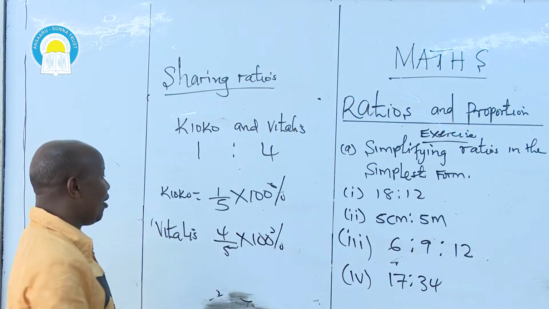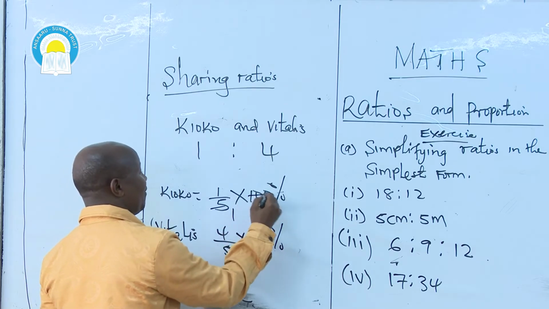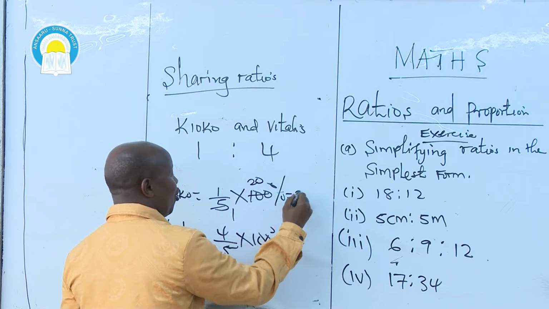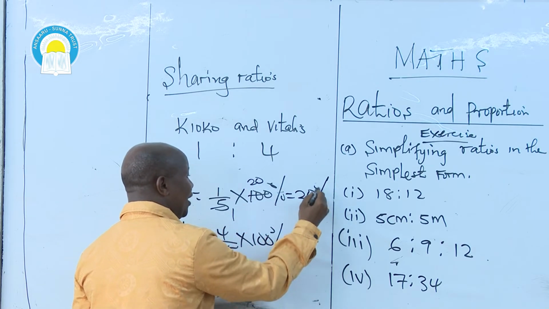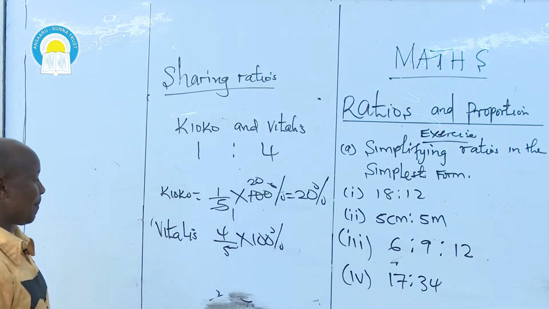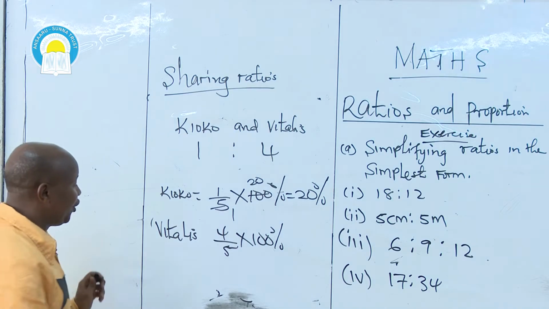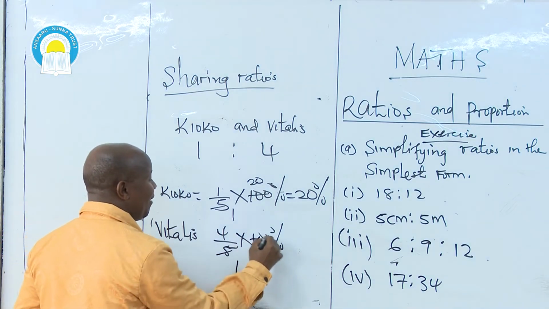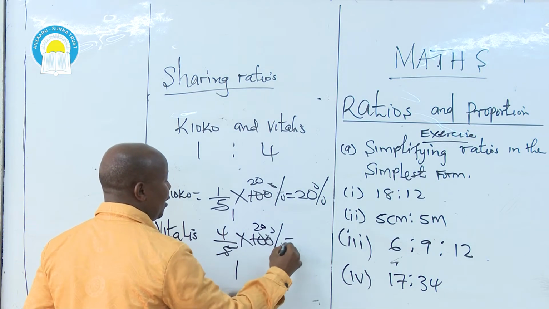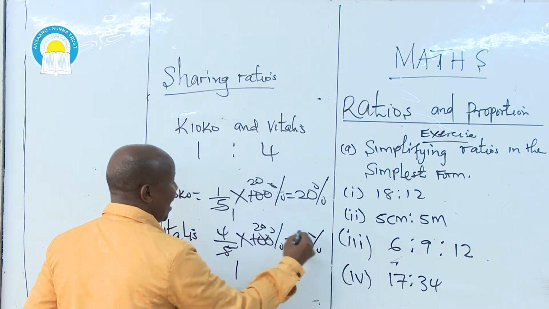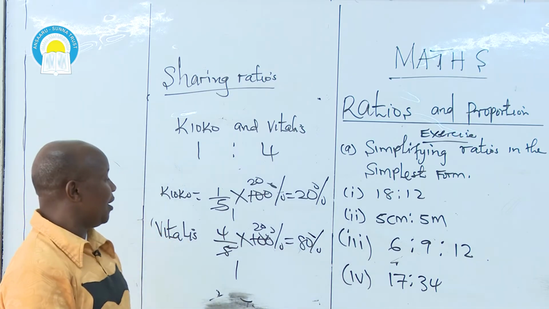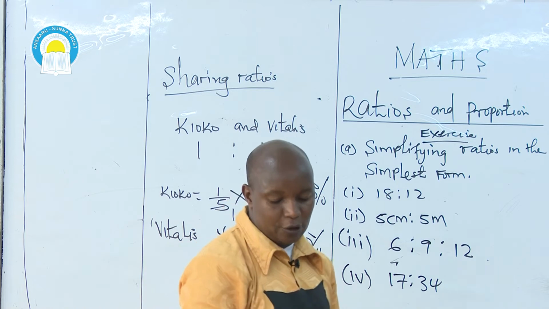In my case here now, I have by 5, 1, by 5 you have 20. That means Kioko got only 20% of the money. Then Vitalis got a majority of the percentage, which is by 5, 1, by 5 is 20, multiplied by 4, Vitalis got 80%. That's how you convert fractions into percentage.